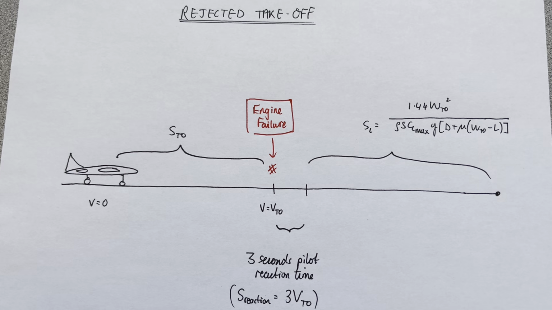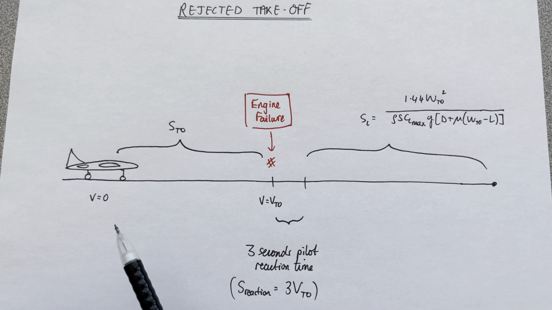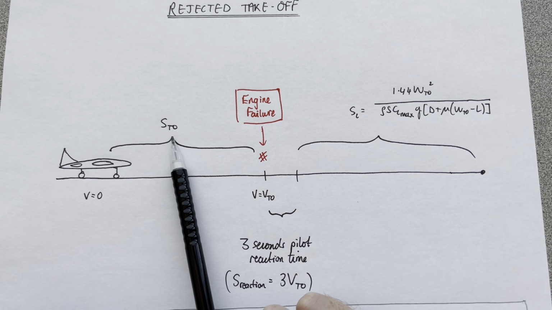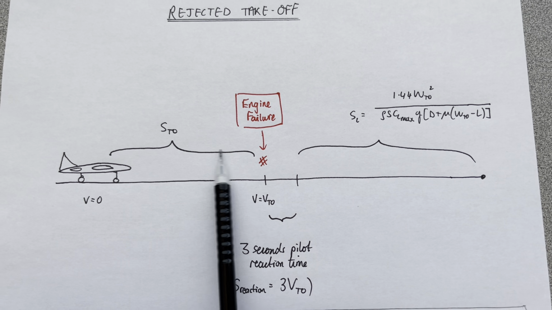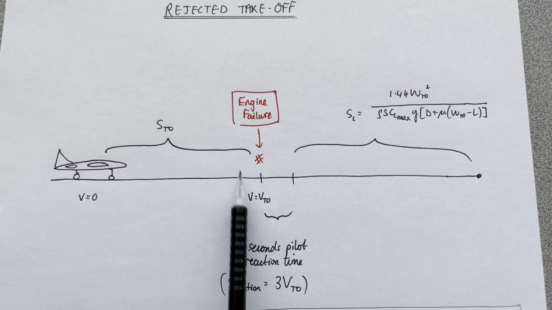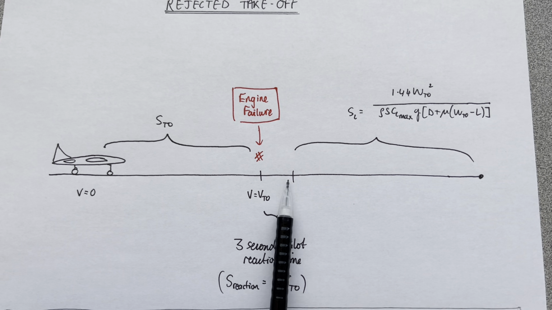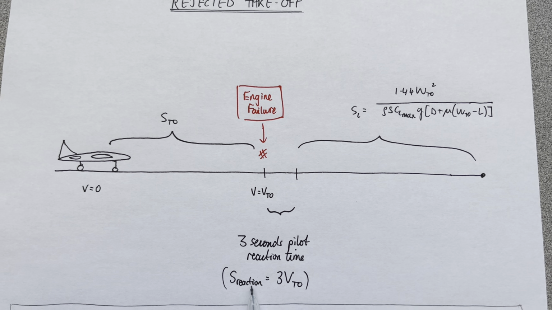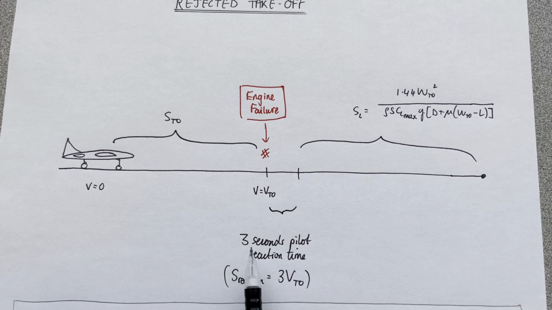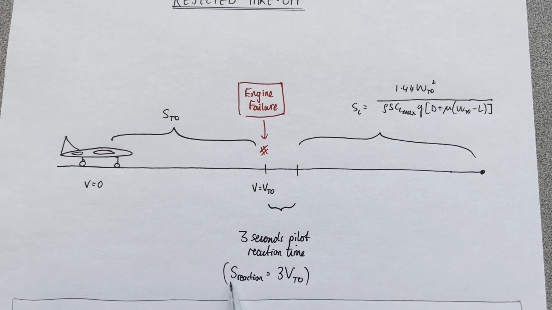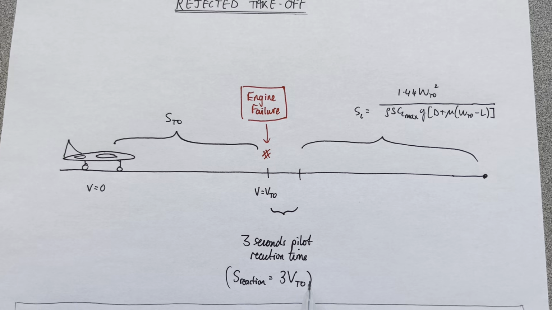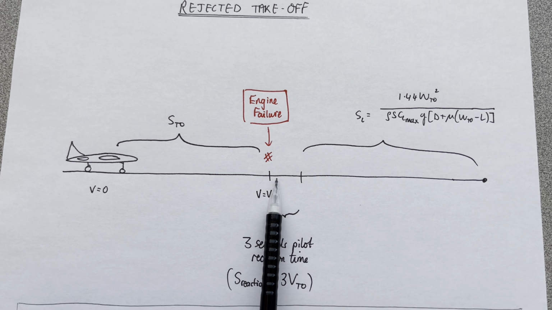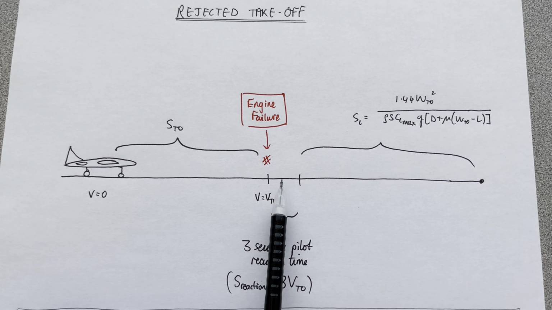So we've seen in the previous couple of videos, in the first one we derived the takeoff distance, S_TO. So we already have that expression for that piece. Right here, our 3-second pilot reaction time, well, we're traveling at the takeoff speed for 3 seconds, so the distance there, just using speed equals distance over time, distance equals time times speed. So this right here will just be 3 multiplied by V_TO to give us that distance.